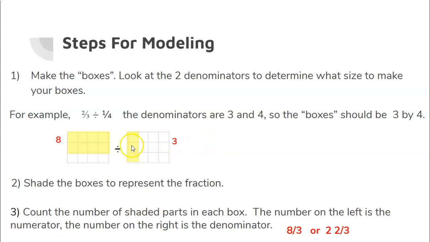It's saying how many of these fit into here. Well, there's 3. So 1, 2, 3, that's 1. 1, 2, 3, that's another. And then I've got 2 out of the 3 left. So make your boxes. Use the denominators to tell you how big to make the boxes. Shade the boxes to represent your fractions. And then count the number of shaded parts in each of the boxes.